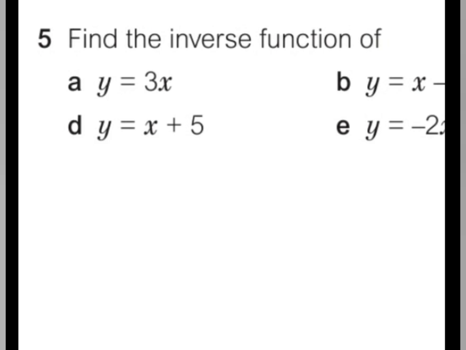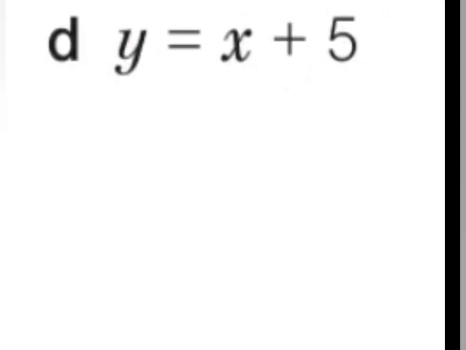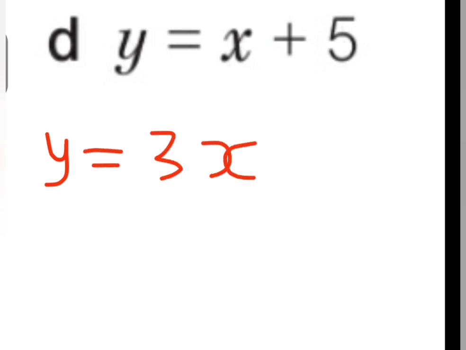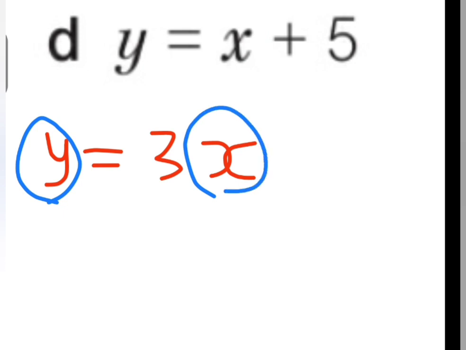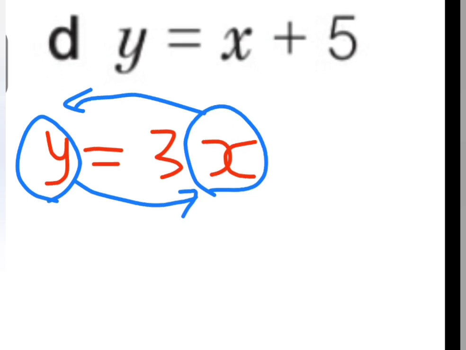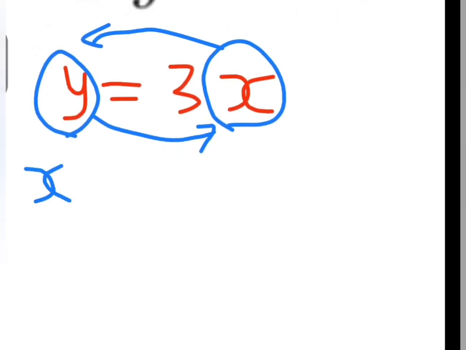Y equals 3x, so we write it here. Y equals 3x. Now, the first step we do is what? The first step, we change the x and the y. To find the inverse function first, we have to change the places of the x and the y without changing anything else. So x equals 3y. Very good. This is the first step in finding any inverse function.